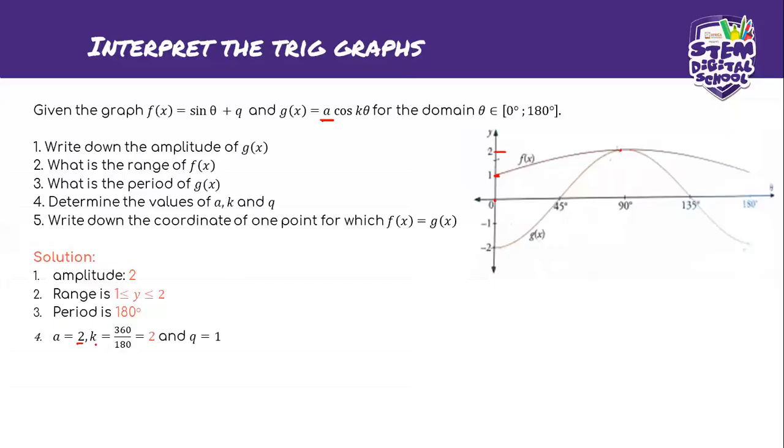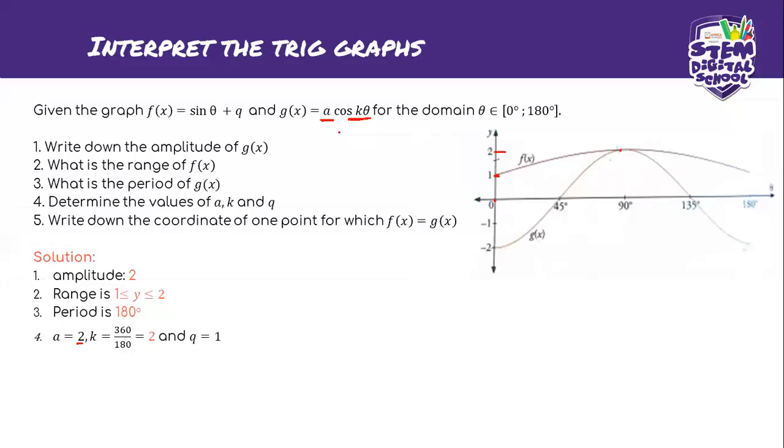Now, let us go to k, and k is equal to 2. Let us see where we see k. Here is the k, right? And earlier on, we also spoke about k. We said k affects our period, right? k affects the period of the graph.